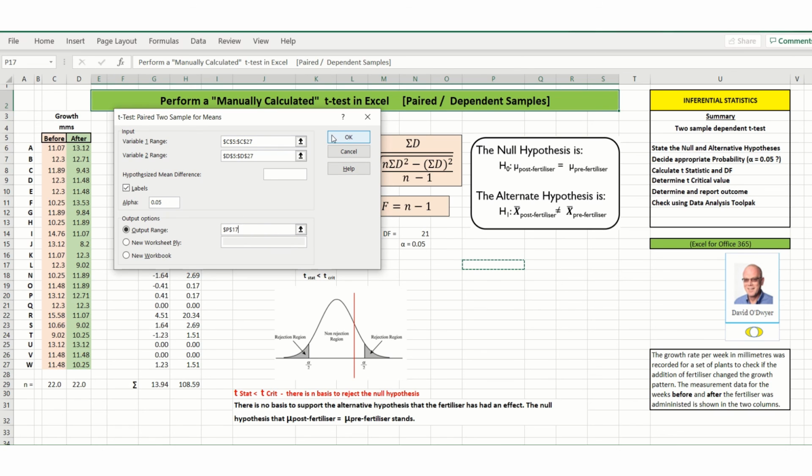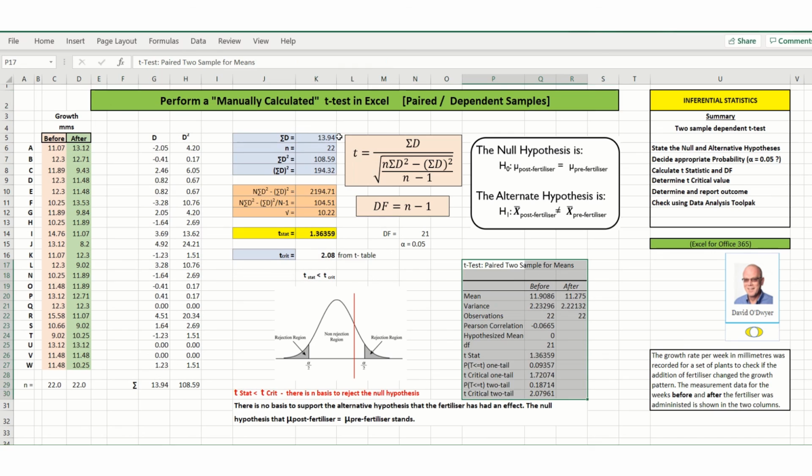and we can then say OK, and we can see now that Excel has generated a set of data. And we can see the values of the statistics that it has generated are very similar to the ones that we've manually calculated ourselves. So we've concluded our task at this point.